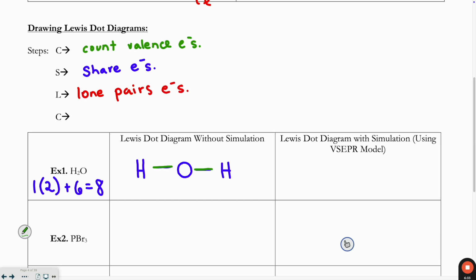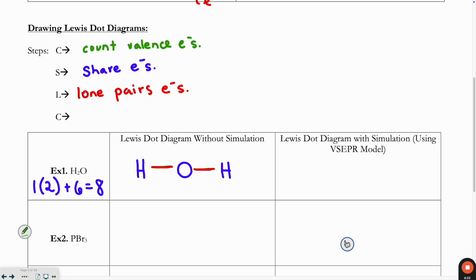So remember, every atom wants 8 valence electrons except for hydrogen. Hydrogen only wants 2. And so right now, hydrogen already has those 2. It has the 2 from there. And the other hydrogen has 2 already as well. So hydrogens are happy, but oxygen is not. Oxygen has 4 electrons, but it wants 8.